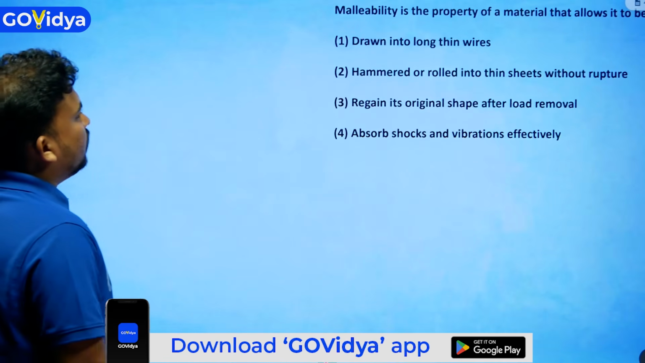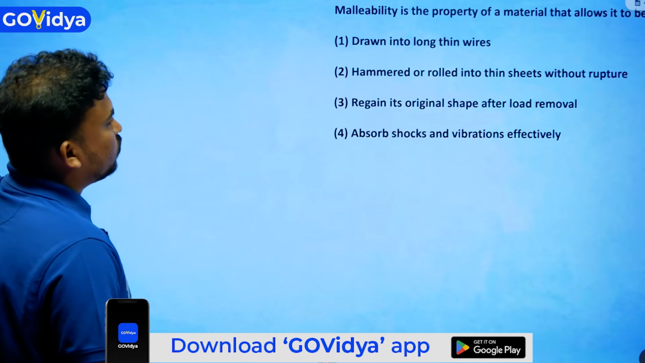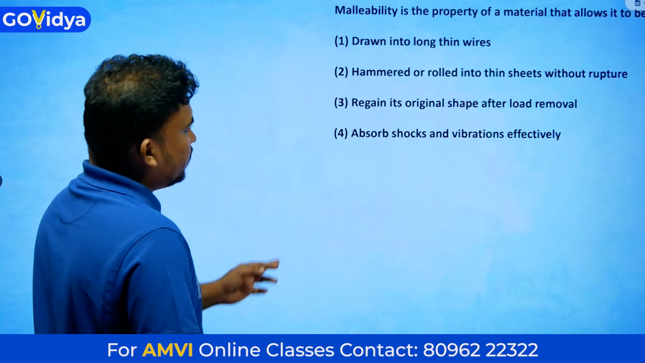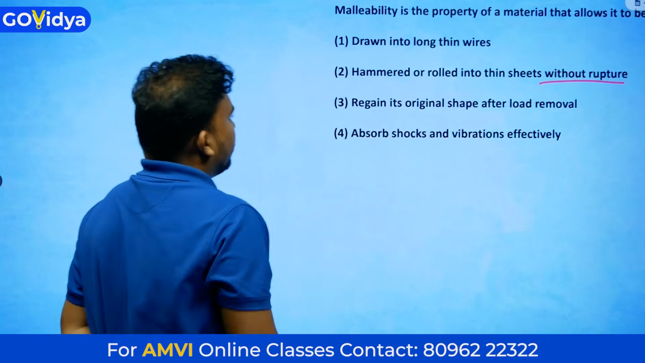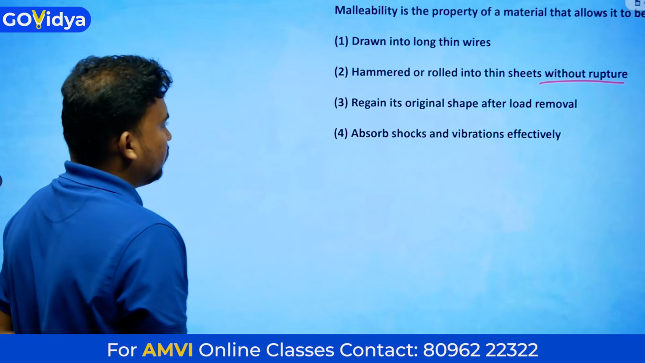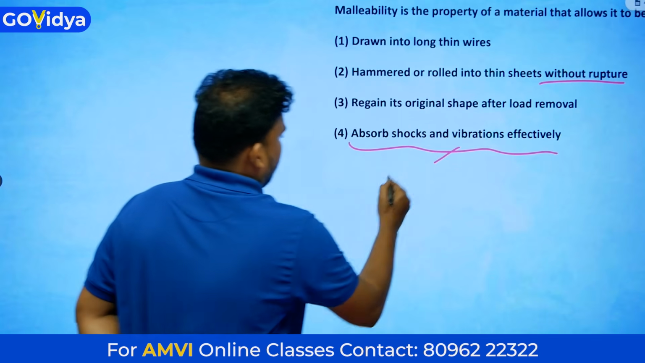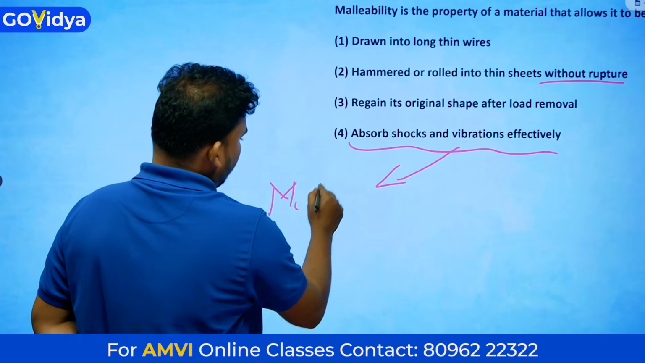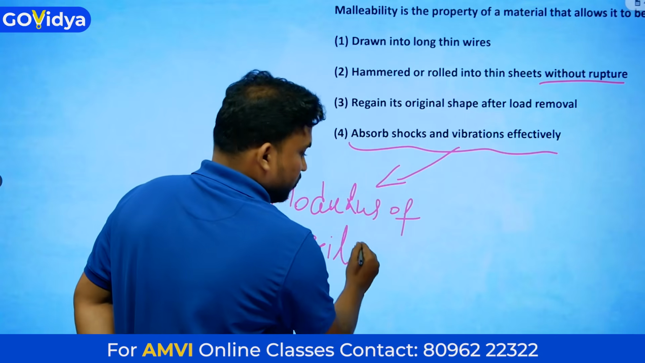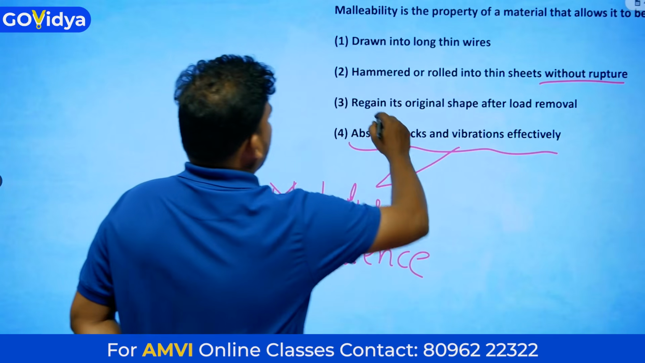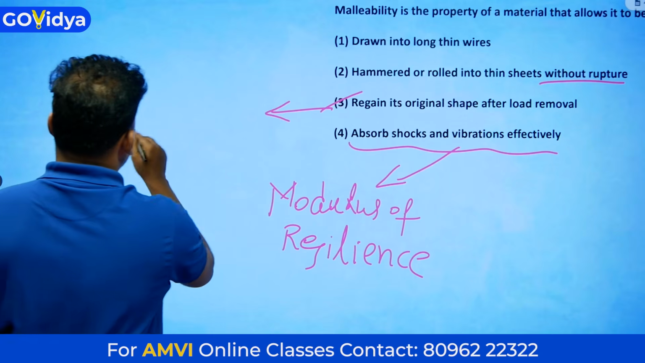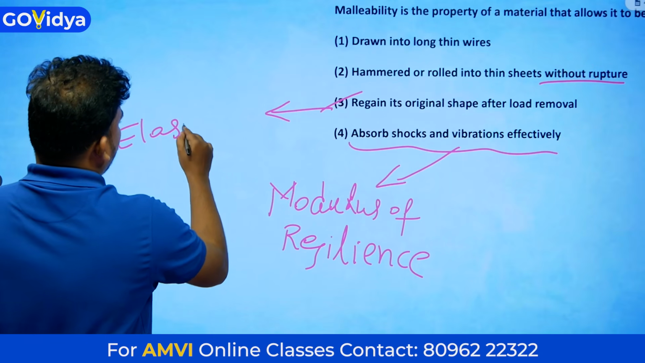Next question. Malleability is the property of the material that allows it to be, see the options: drawn into long thin wires; hammered or rolled into thin sheets without rupture; regain its original shape after load removal; or absorb shocks and vibrations effectively. See, absorbing shocks and vibrations is modulus of resilience or toughness, right? And regaining the original shape after removal is the elastic limit, elastic behavior.